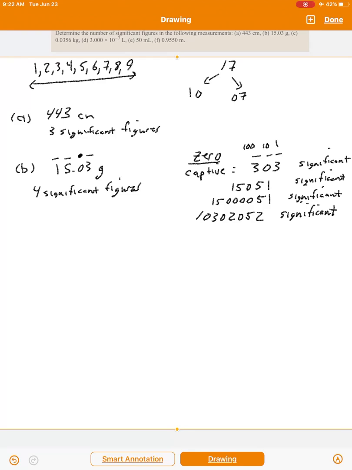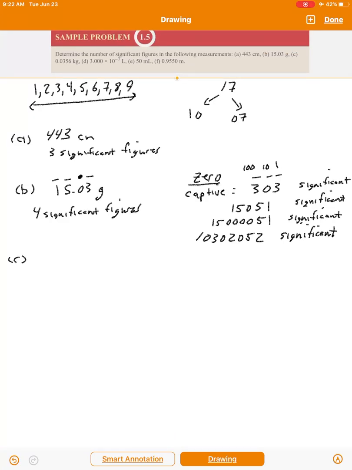Now, the reason we're going through this will become apparent when we do further problems of calculations involving sig figs. So let's take a look at part C. Part C is a different situation.